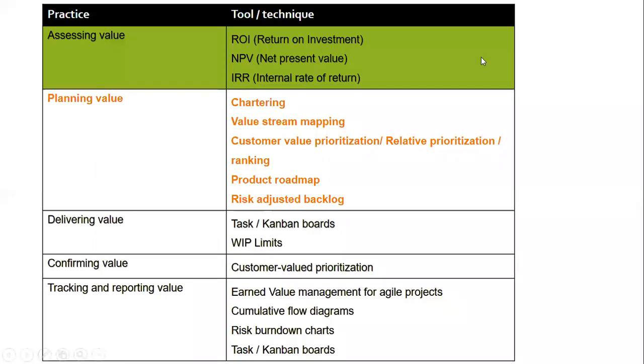Again, this is an important topic from PMI ACP. And we will also cover Kanban board, WIP limit, and if possible, if we get time, earned value management.